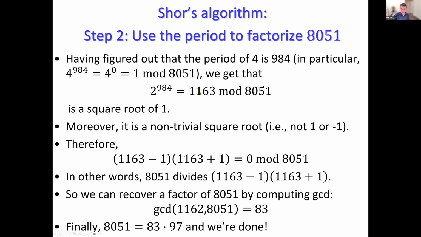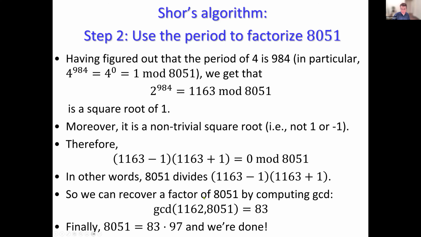But I told you 1163 is the square root of 1. So 1163 squared minus 1 is 0, which means that 8051 must divide this times that. Okay, that's what it means to be 0 modulo 8051. And it's all very basic number theory. So, if you follow, great. If not, it's not very difficult, believe me.